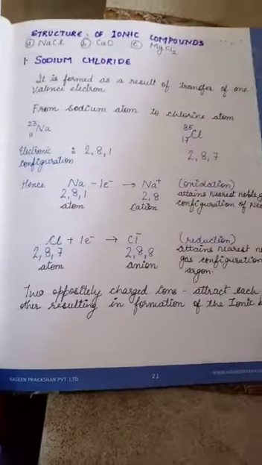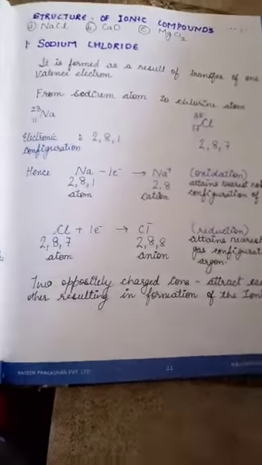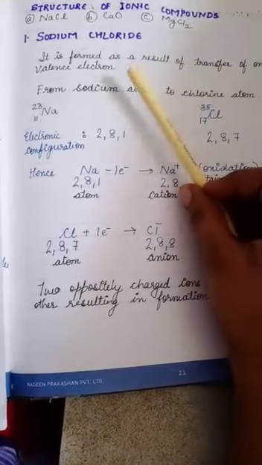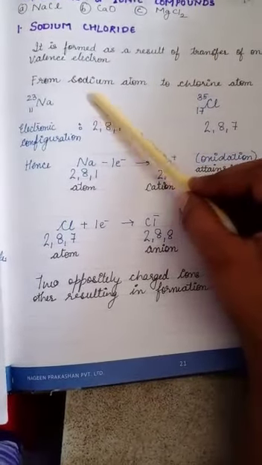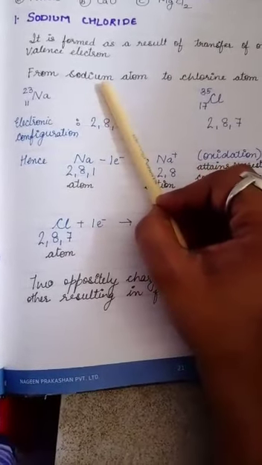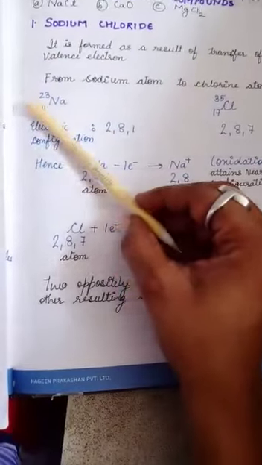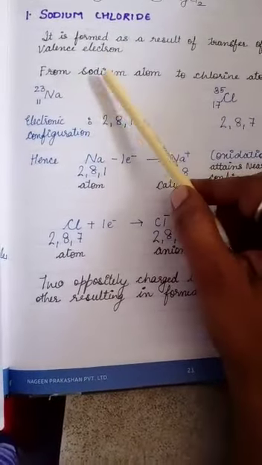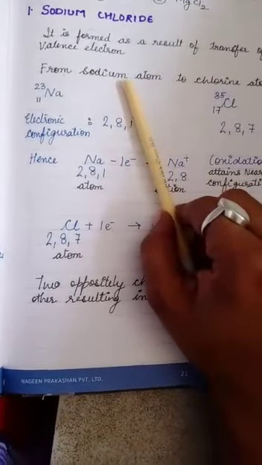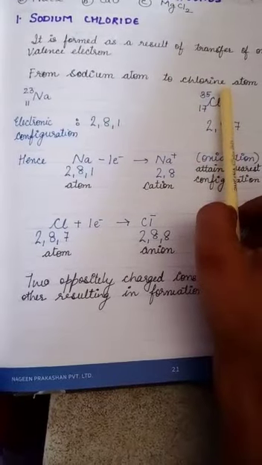Now how is sodium chloride formed? It is formed as a result of transfer of one valence electron from a sodium atom to a chlorine atom. What is a sodium atom? It is a metallic atom and a chlorine atom is a non-metallic atom. So we can say that the ionic bond is formed from a metallic atom to a non-metallic atom. This is a specific example we are mentioning.